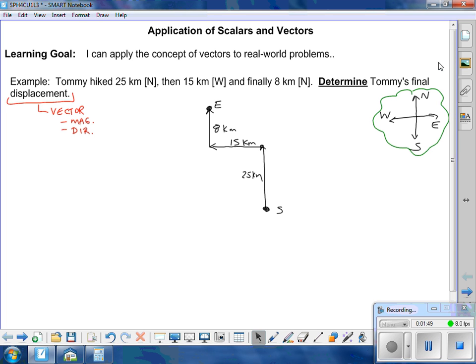So we want to know the final displacement. Displacement is a fancy word for resultant. We want to find the resultant for these vectors. The resultant starts at the starting point and ends at the ending point. So here is our, oh, my poorly drawn resultant. Let me try that again. That's better. So there's my resultant.